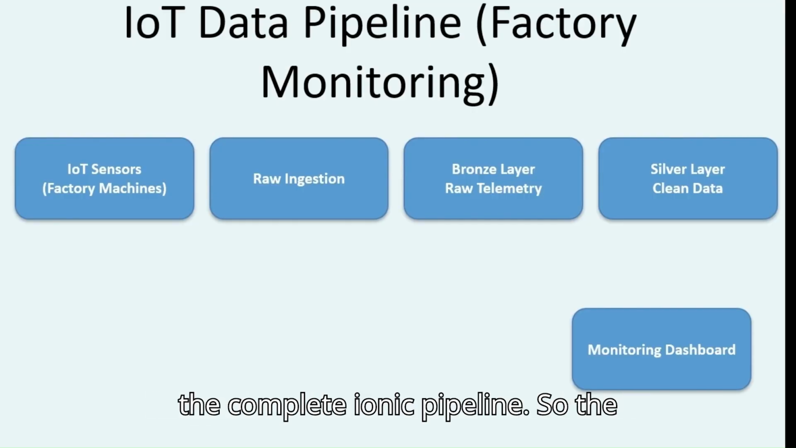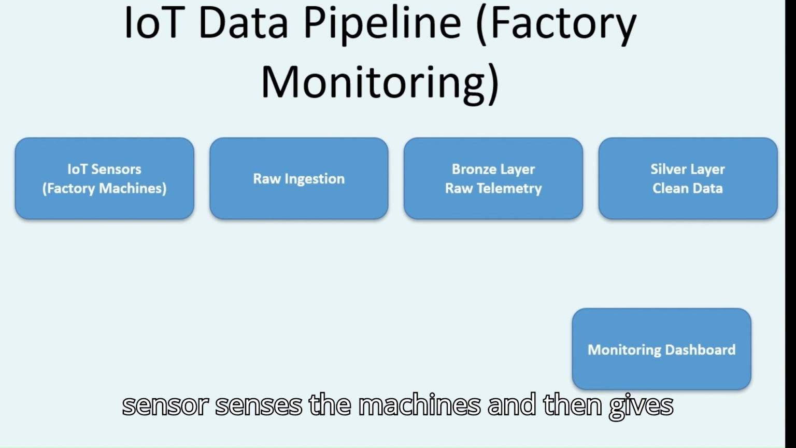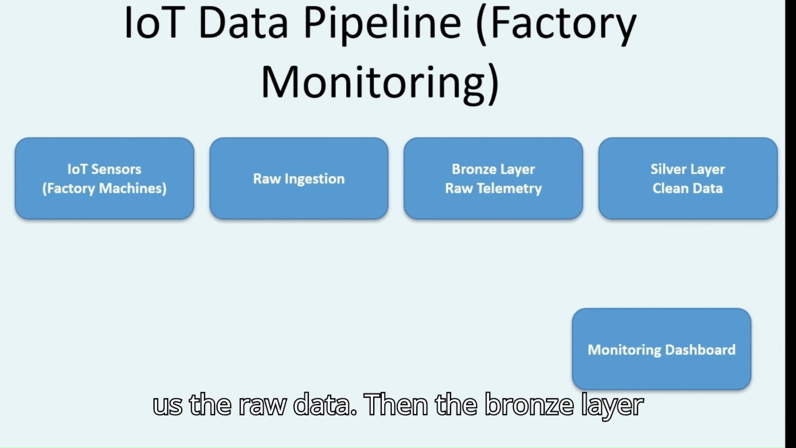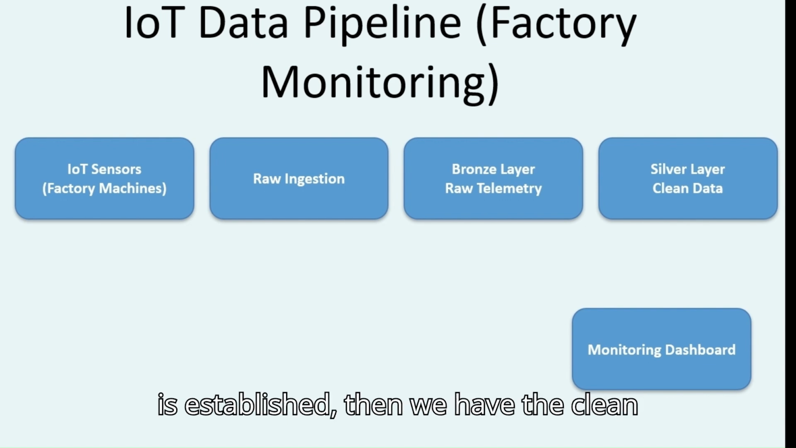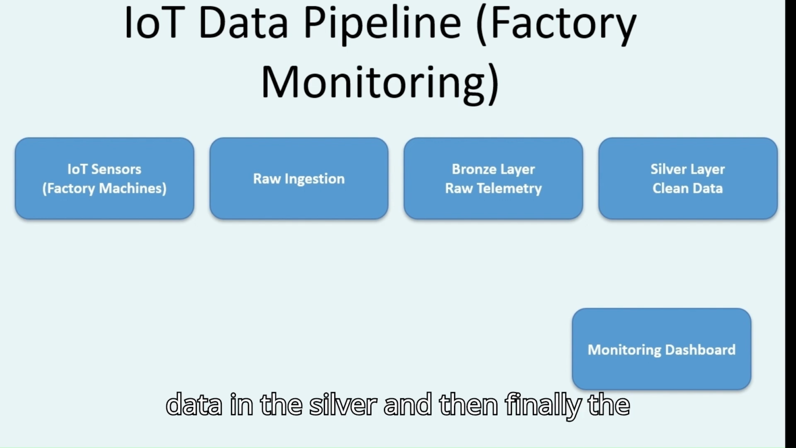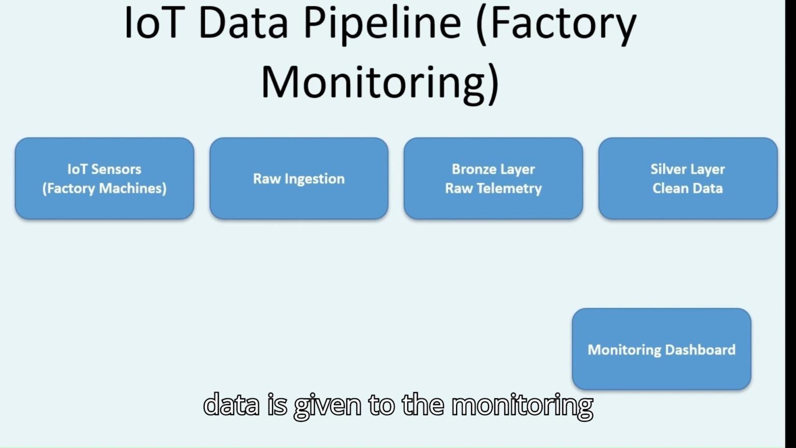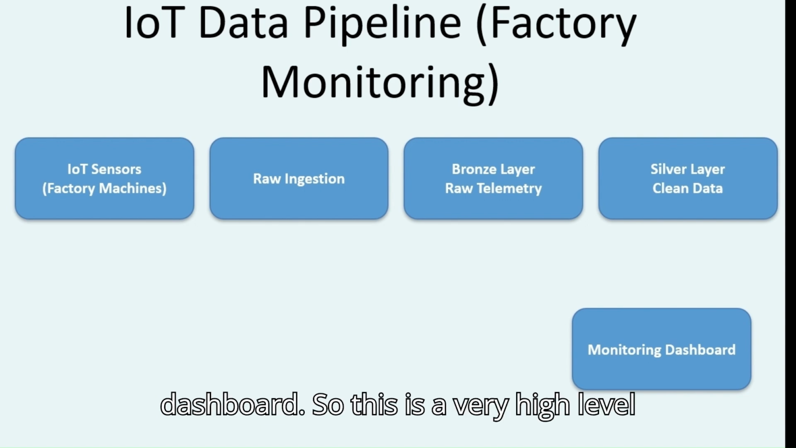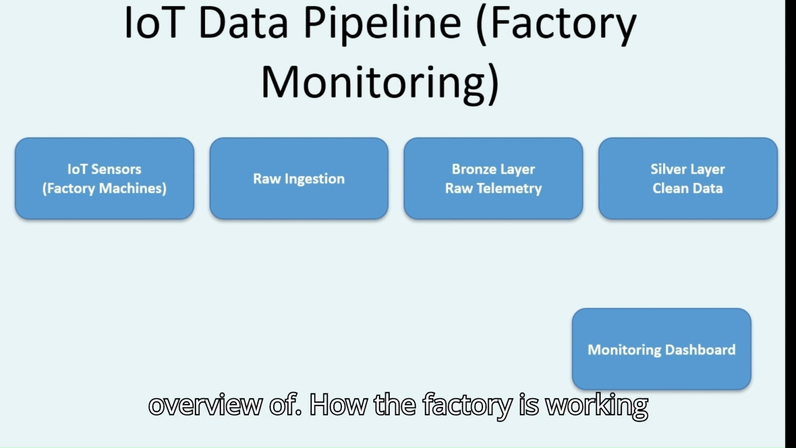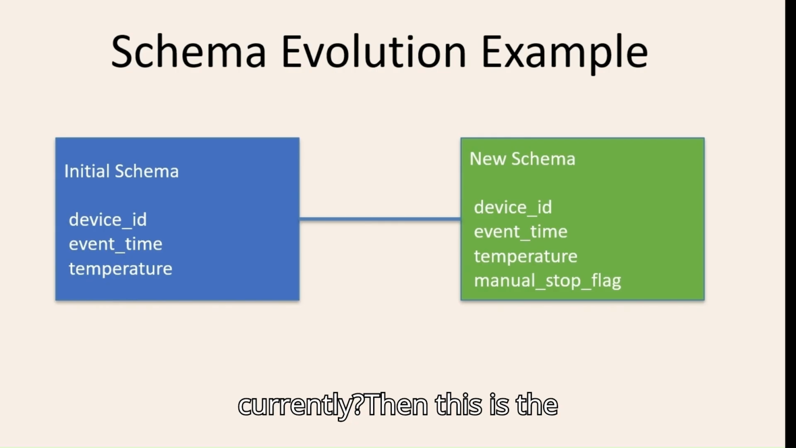And this is the complete IoT pipeline. The sensor senses the machines and then gives us the raw data. Then the bronze layer is established. Then we have the clean data in the silver, and then finally the data is given to the monitoring dashboard. So this is a very high level overview of how the factory is working currently.